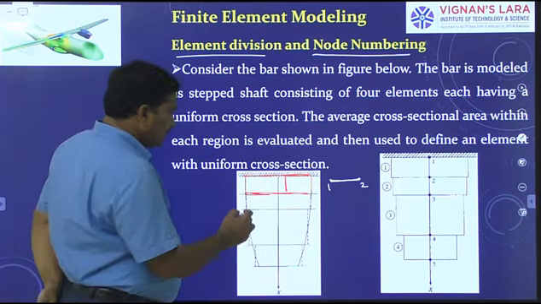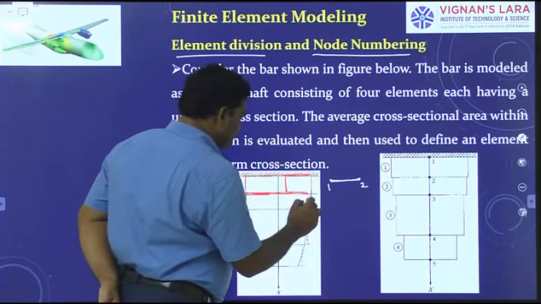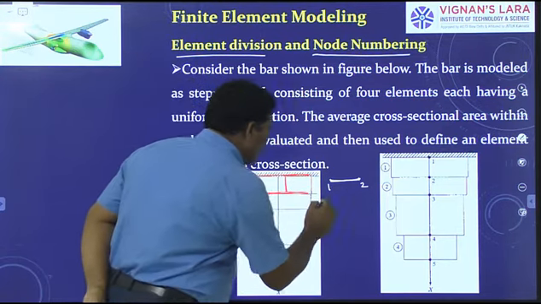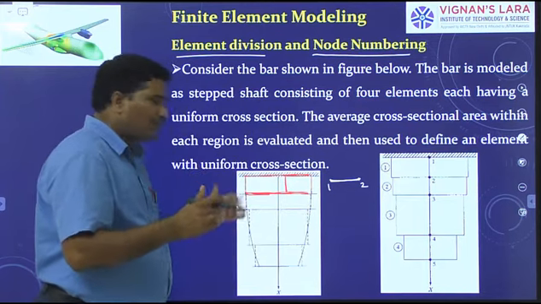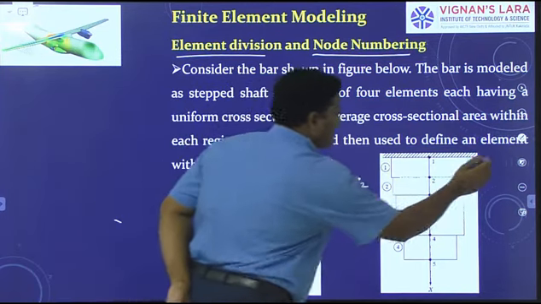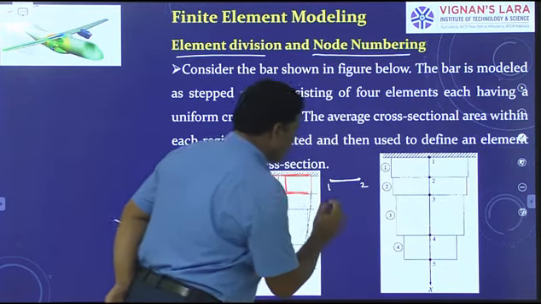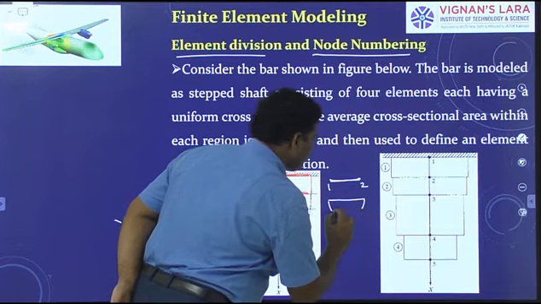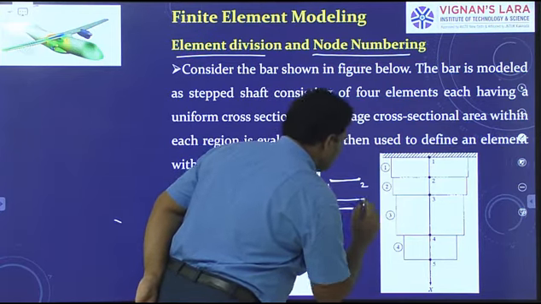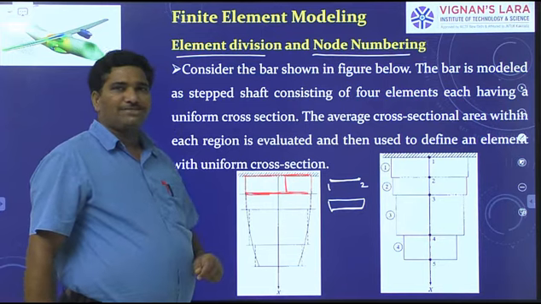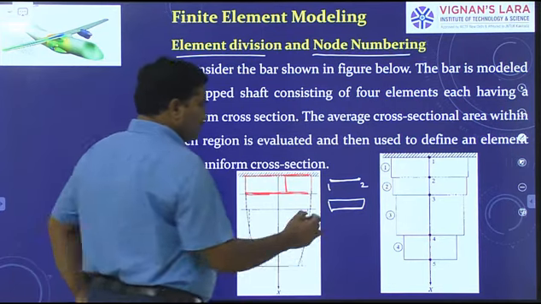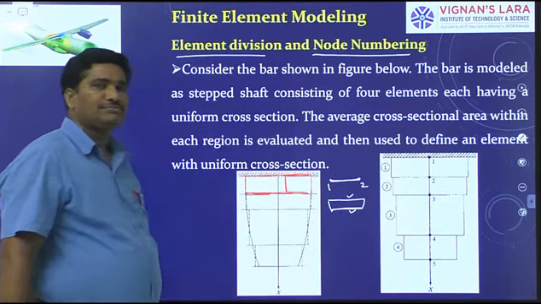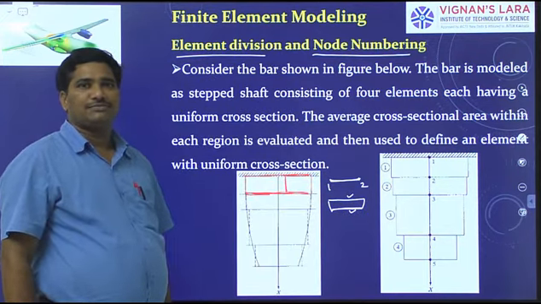Understand? Next. This is another element. This is the second element. How is it looking? It is not having uniform cross section. Observe carefully. The second element is looking like this. Understand? Now it is not having uniform cross section. Take the diameter of this section and the diameter of this section, then determine the average.